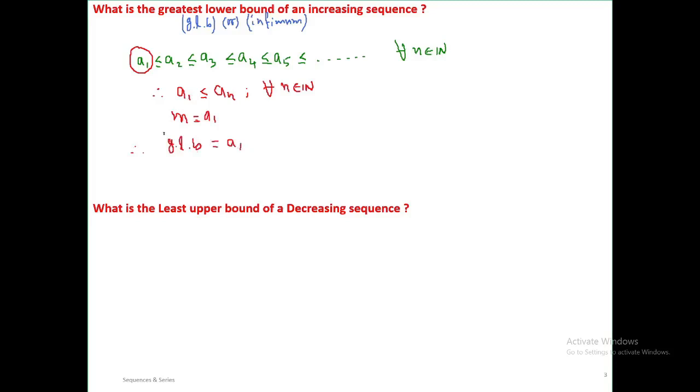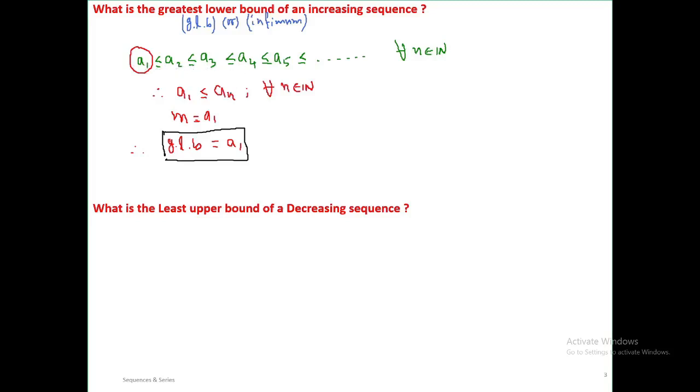So this is the infimum of an increasing sequence. It has to be true for all n. If you substitute n is 1, what do you get? a1 less than or equal to a1, true. And n is 2, a1 less than or equal to a2. If you substitute n is 3, a1 less than or equal to a3, n is 4, a1 less than or equal to a4. Look, this is obvious. So for all these terms, a1 will be the lower bound.